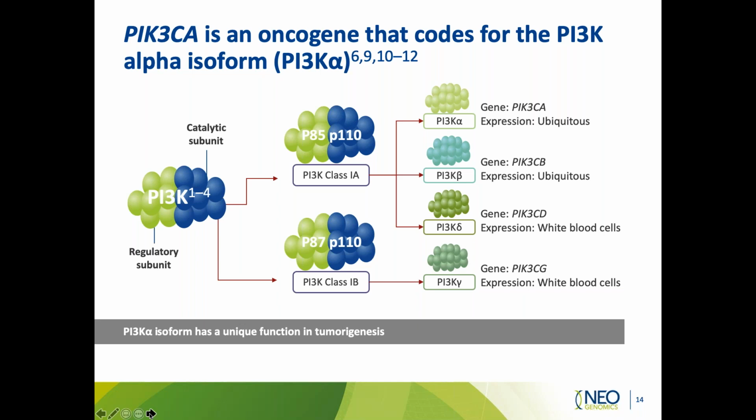And you can see on the right, their expression varies. Some are ubiquitous, some are limited to white blood cells. The PI3K alpha is ubiquitous. It's encoded by the PIK3CA gene. And that gene is very important in cancer because that is a gene that is mutated, whereas the other genes coding for the other molecules are not very commonly mutated.